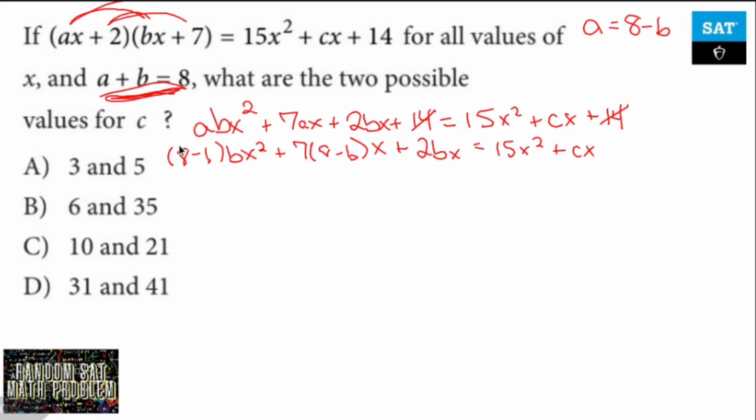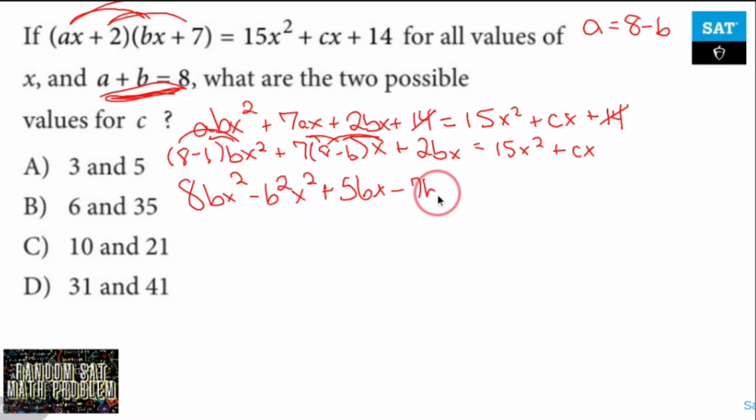Let's distribute. So I have 8 times bx squared, so that's 8bx squared. I have negative b times bx squared, so that's minus b squared x squared. I have 7 times 8 because I have this weird double distributive property looking thing going on right here. So 7 times 8 is 56 times x. And then I have 7 times negative b times x, which is minus 7bx. Right next to it is 2bx, so a little bit of combining like terms will happen here.